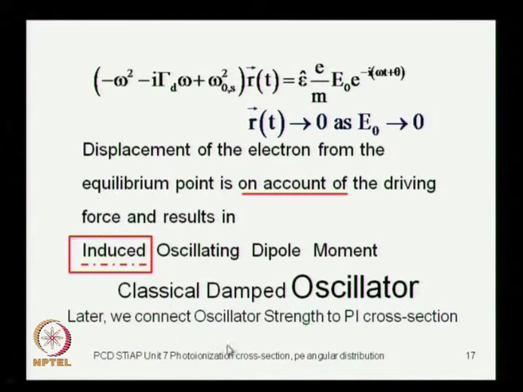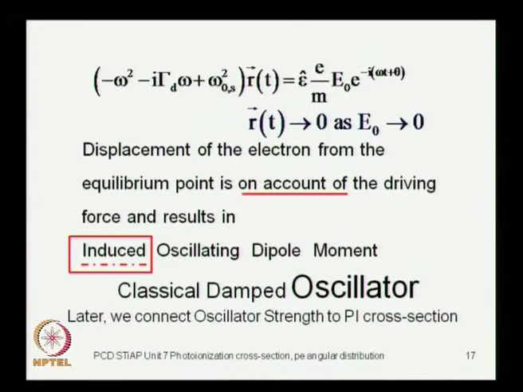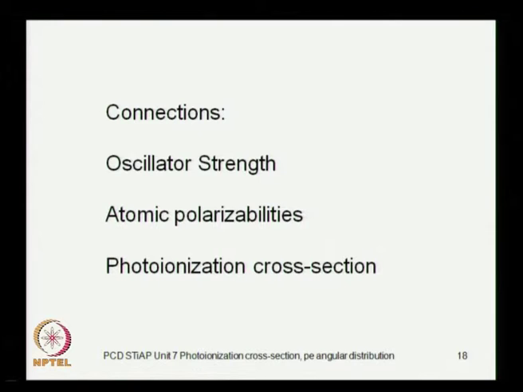So, this oscillator strength is what we need to subsequently connect to the quantum mechanical transition probability and the photoionization cross section, because when experimentalists talk about photoionization cross section, they will always talk about how much oscillator strength is there under the photoionization curve, and that is where you really need to understand the term oscillator strength. So, that is part of the reason that we need to spend some time discussing this classical model. So, these are the connections that we want to establish between oscillator strengths, atomic polarizabilities and the photoionization cross section.